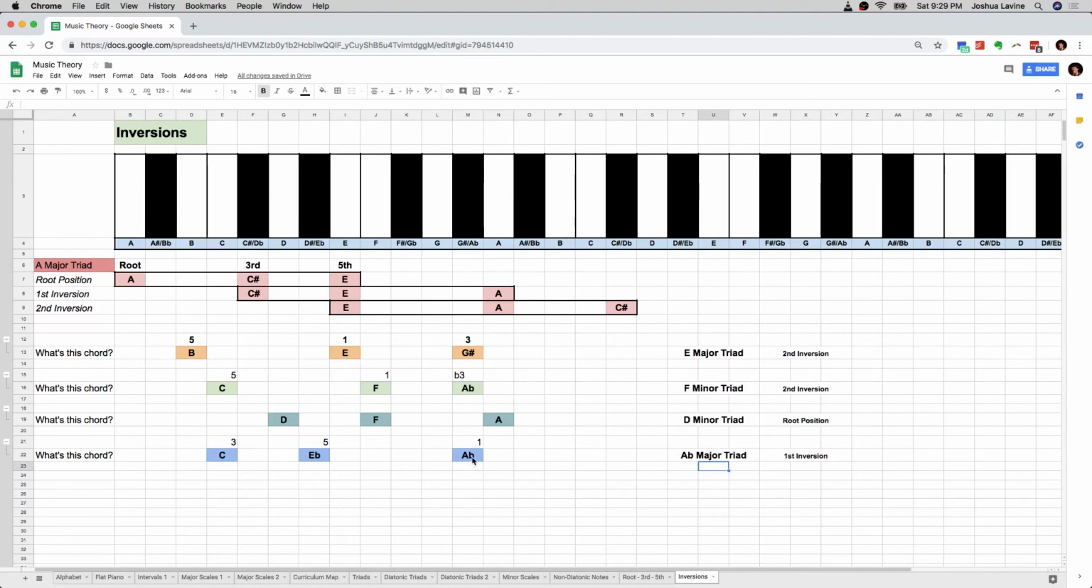So the point of this video was to introduce you to the concept of inversions, and that is when you play any chord, but you play it not starting on its root, but starting on its third or its fifth. As we'll see later with more extended chords, if a chord has 6 notes in it, then there's going to be root position and then 5 other inversions. Anyway, this is a basic introduction to inversions. Next, 7th chords.